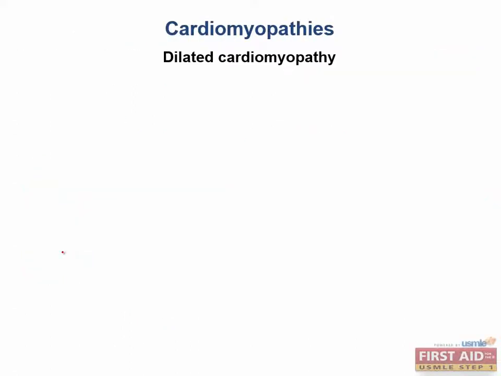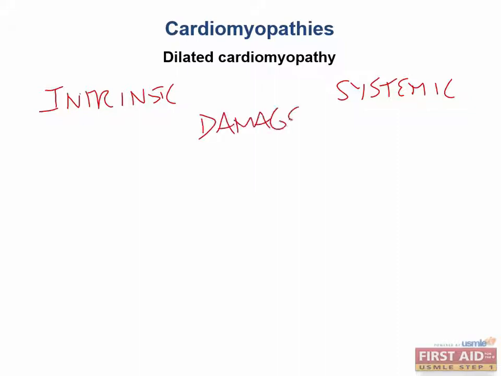Now to cardiomyopathies, starting with dilated. So there are two situations that lead to dilated cardiomyopathy. We can have something that is intrinsic to the myocardium occurring, or a systemic disease that involves the heart. The easy way to think about dilated cardiomyopathy is there is some sort of damage to myocytes that leads to a decrease in systolic function.